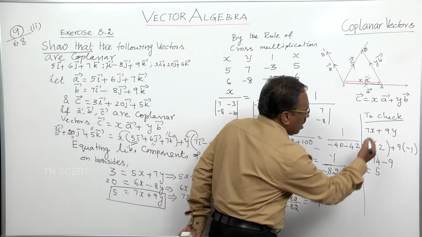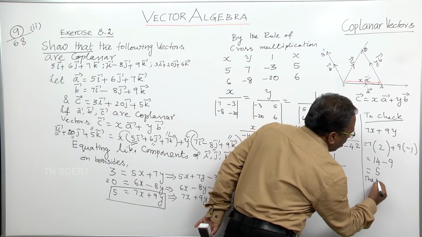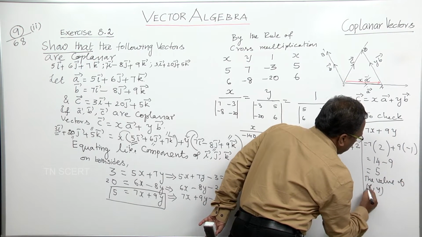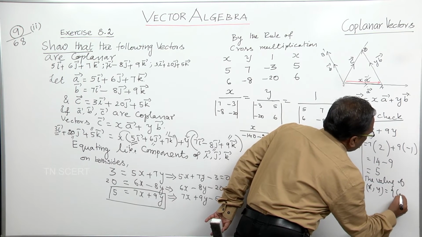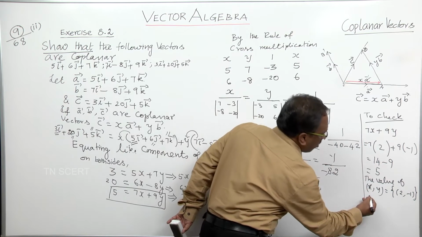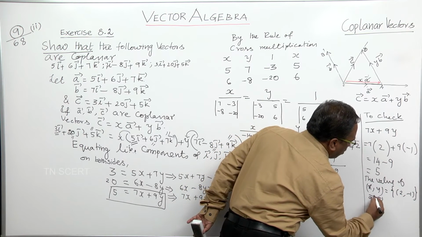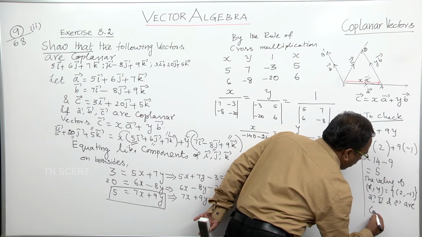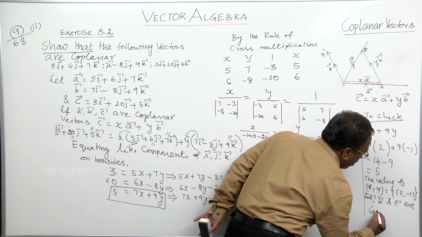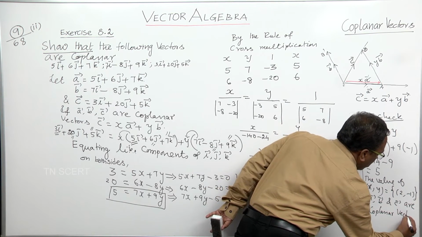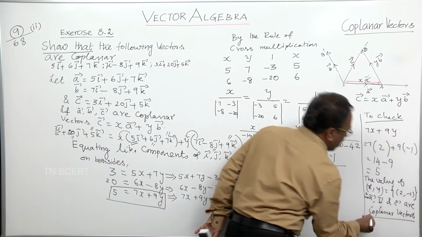So, that means the value of x and y is what? The value of x comma y is nothing but 2 comma minus 1, and vector A, vector B and vector C are coplanar vectors. Therefore, vector A, vector B and vector C are coplanar vectors.